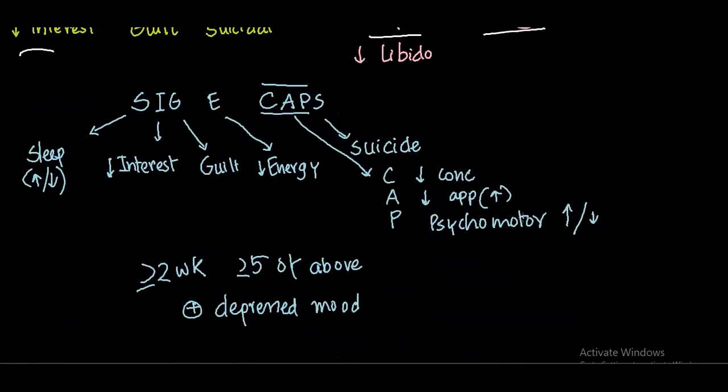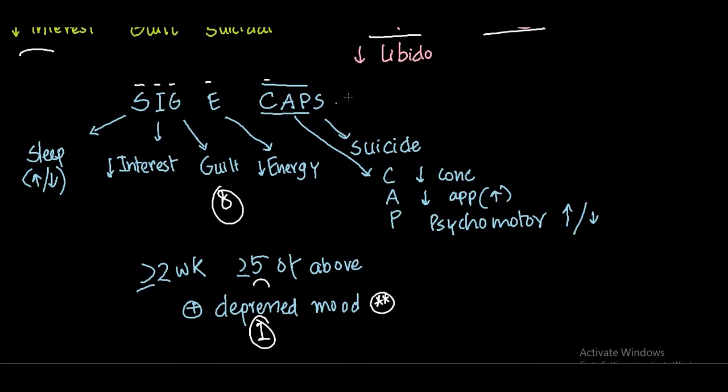What are the diagnostic criteria for major depression? The mnemonic is SIG-E-CAPS, SIG-E-CAPS. So there are a total of 8 criteria here, and one more criterion is the depressed mood. So out of these 9 criteria, you need at least 5. Out of those 9, 8 plus 1, where 1 is depressed mood, you need at least 5, and depressed mood must be present.